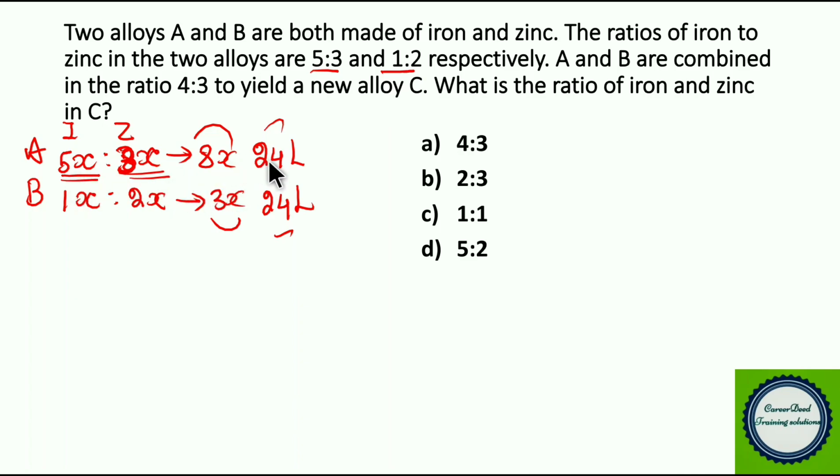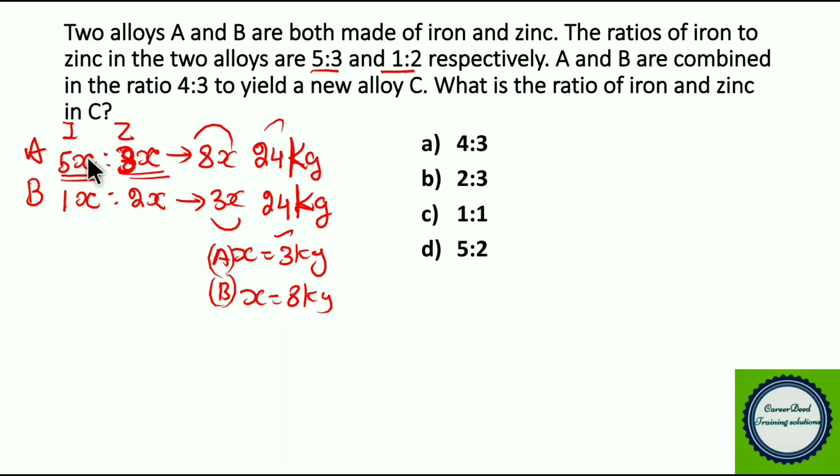So this 8 parts is 24 liters. So if 8 parts is 24 liters, what is 1 part? So 1 part will be 3 liters, I mean 1 part will be 3 kg. So we have to change it to kg. So if 8 parts is 24 kg, 1 part will be 24 by 8, 3 kg. And here 1 part will be 24 by 3, 8 kg. So this is for alloy A and this is for alloy B.